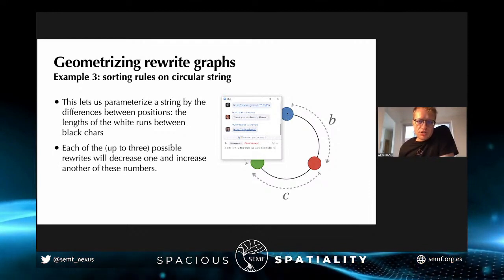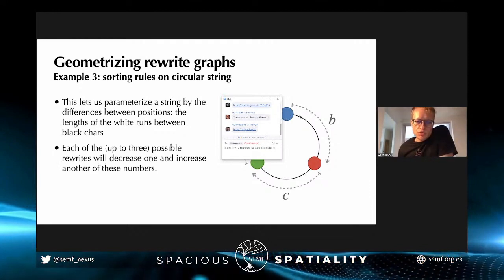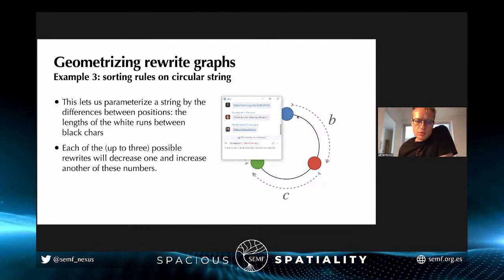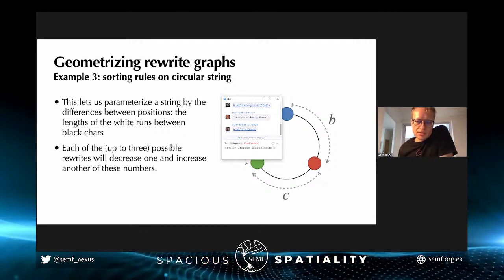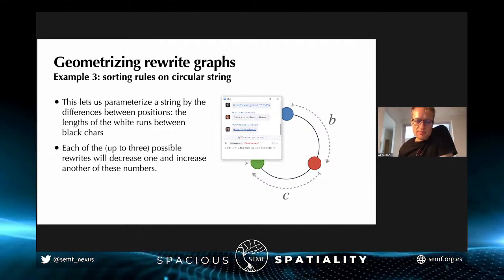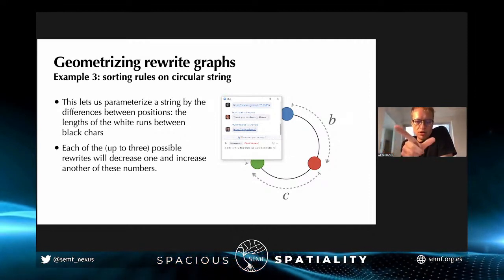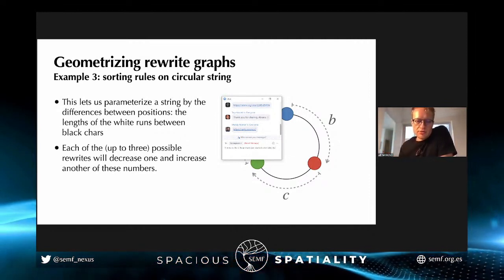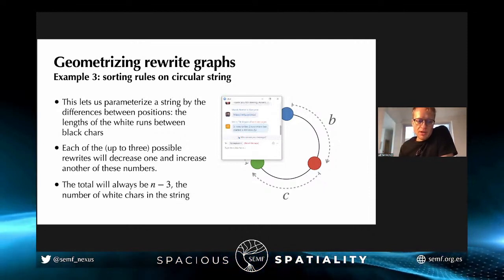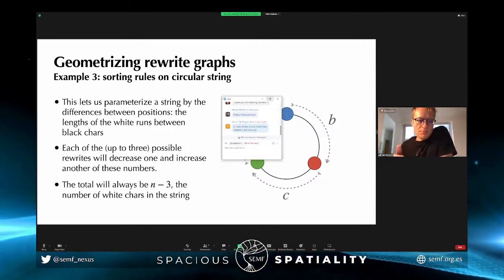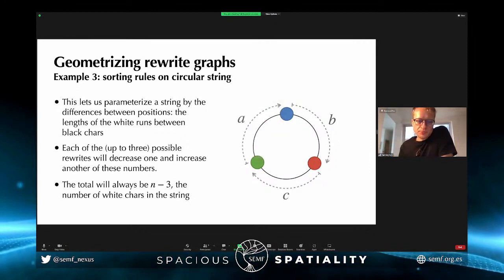And the key point about doing that is that when we move a particular black cell, we will increase one of these numbers and decrease another number because we're shrinking one run of white cells and we're increasing another run of white cells. But the total number of white cells is always the same. It's always going to be n minus 3.